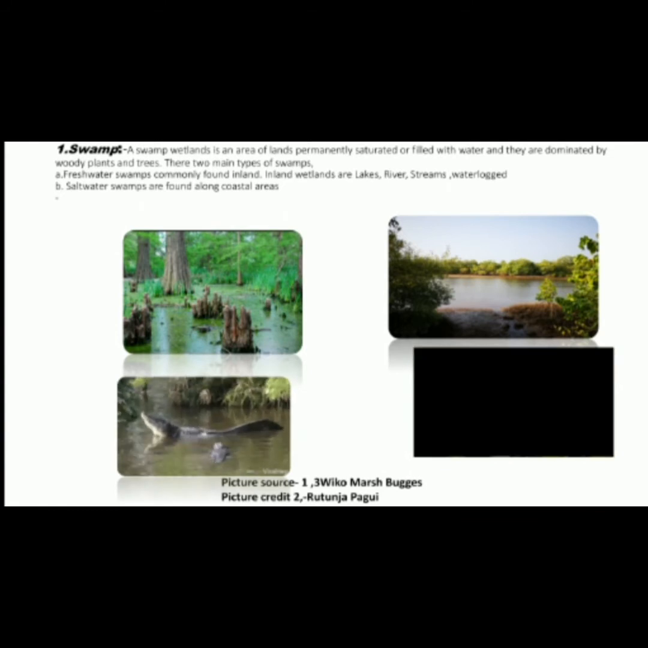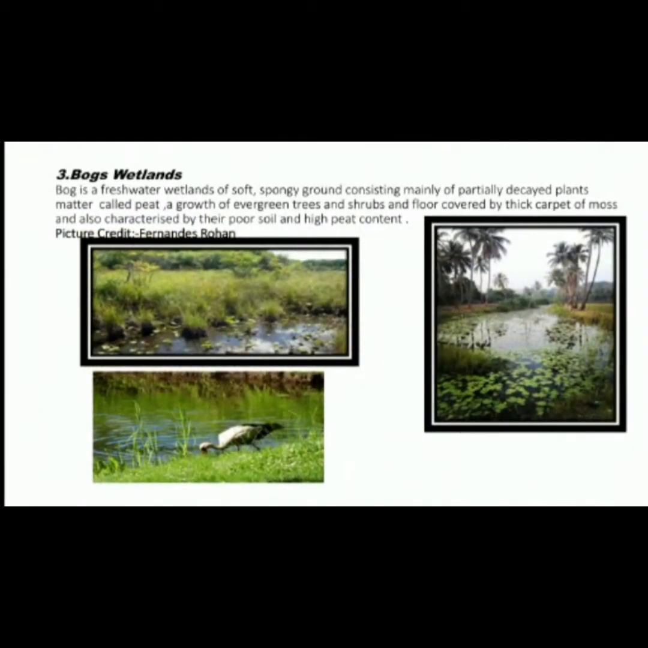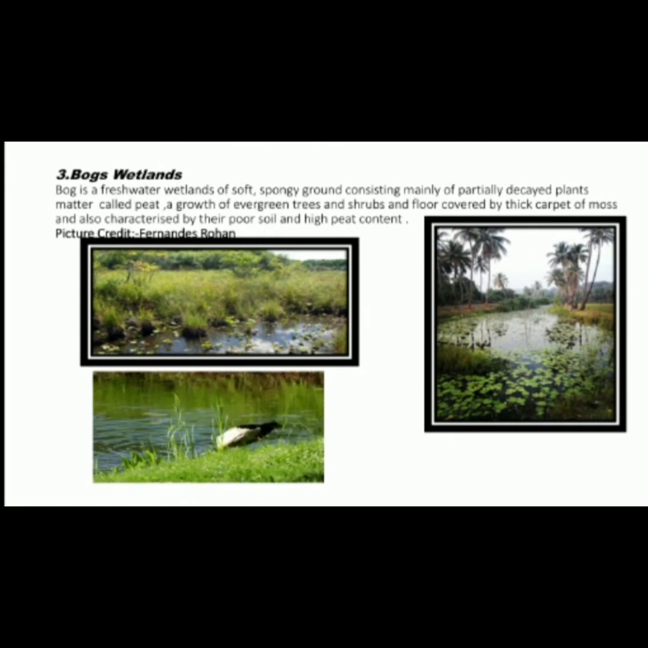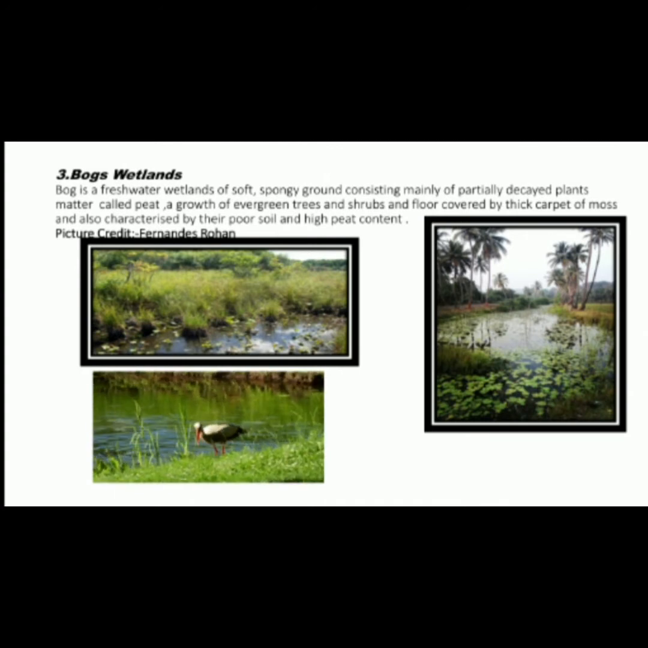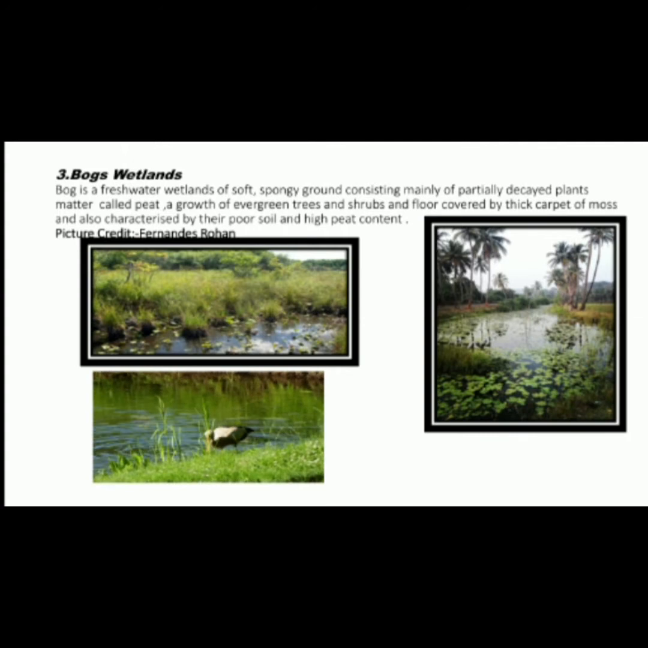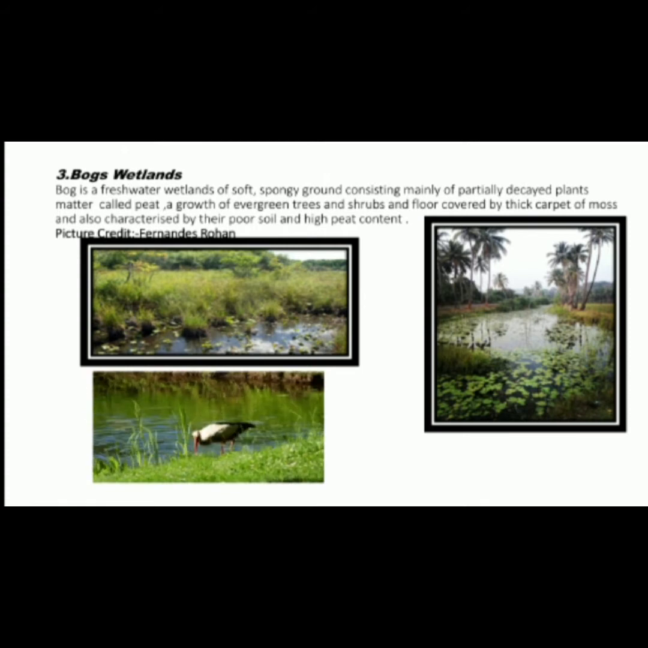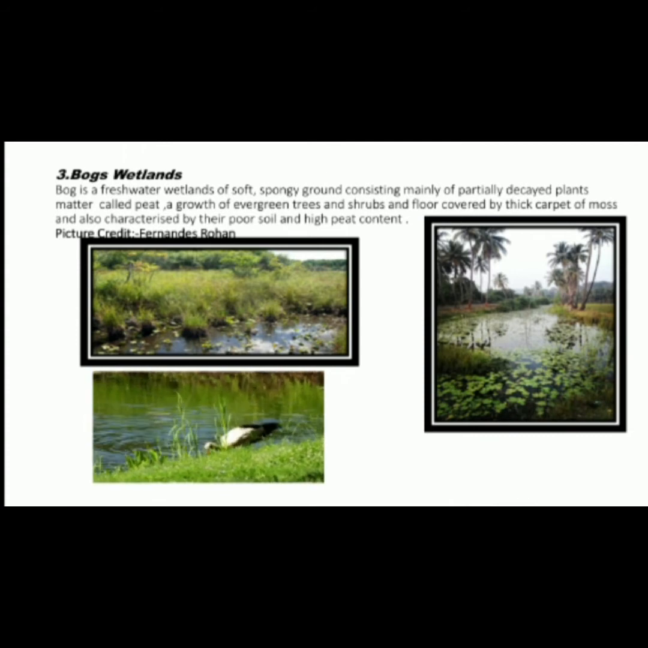So let us learn about the second type of wetland, marshes. Marsh wetlands have very few trees, but are home to grasses and herbaceous plants. The third one is bog wetlands. A bog is a freshwater wetland of soft, spongy ground consisting mainly of partially decayed plant matter called peat. It has a ground of evergreen trees and shrubs and a floor covered by a thick carpet of moss, and is also characterized by poor soil and high peat content.